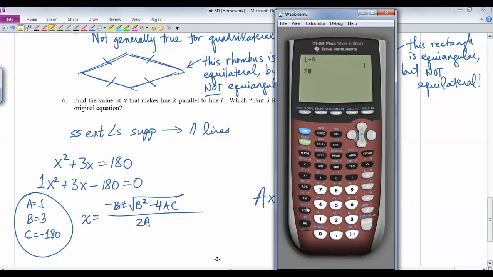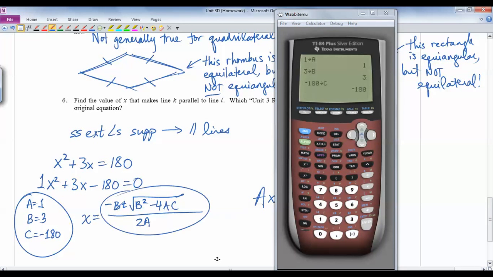So then I'm going to do it with 3 and store it as B. So alpha B. Enter. And then I'm going to do C as negative. Make sure you're using the negative and not the minus. Negative 180. Store as C. And then I want to do this thing. Right? So I need the fraction symbol. It's a lot easier to do it with the fraction symbol than try to get all the parentheses right. So the fraction symbol you can get out of F1. So it's alpha F1. And then numerator over denominator.